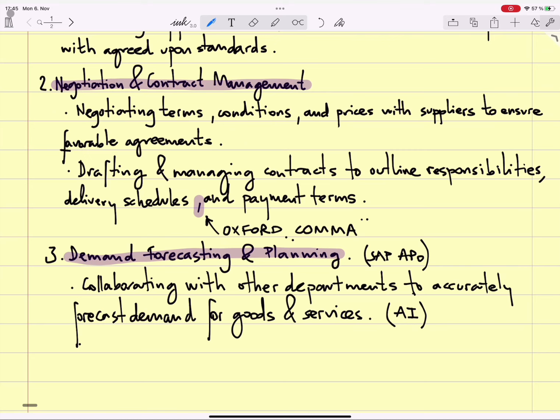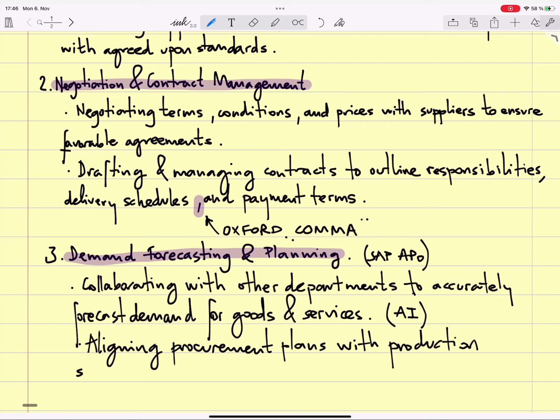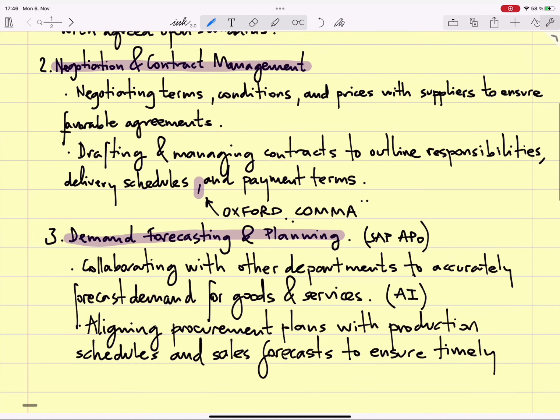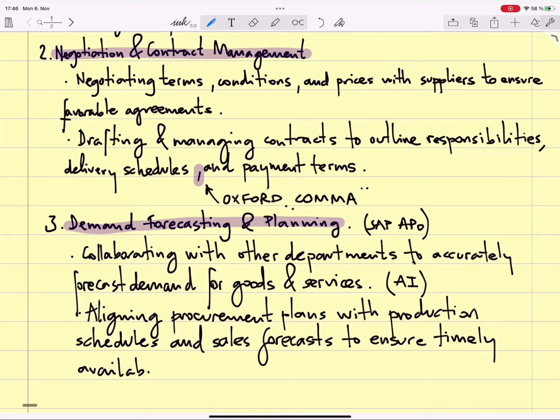The next bullet is aligning procurement plans with production schedules and sales forecasts to ensure timely availability of raw materials. Okay.